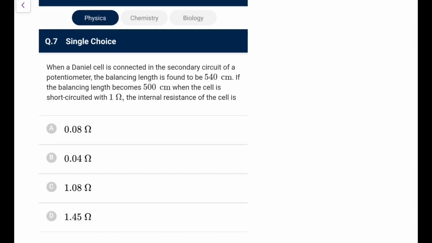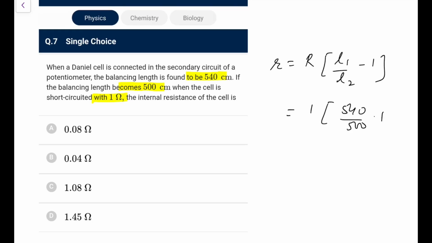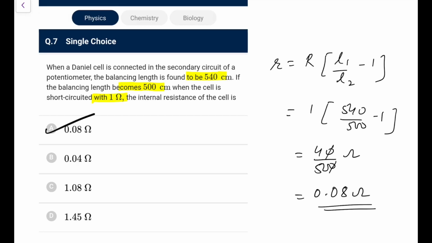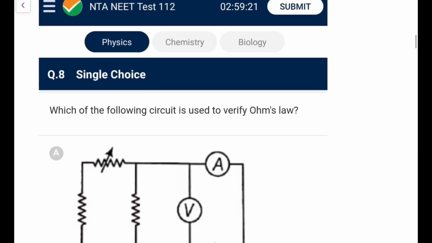When a Daniell cell is connected in the secondary circuit of a potentiometer, the balancing length is found to be 540. If the balancing length becomes 500 when the cell is short circuited, that's a standard case. R would be capital R, L1 bigger upon L smaller minus 1, that you write. That is 1 ohm into 540 by 500 minus 1. So it is 40 by 500, or 4 by 50, which means 0.08 ohms that you will take out. This is option A here. It is 0.08 ohms, a standard question.